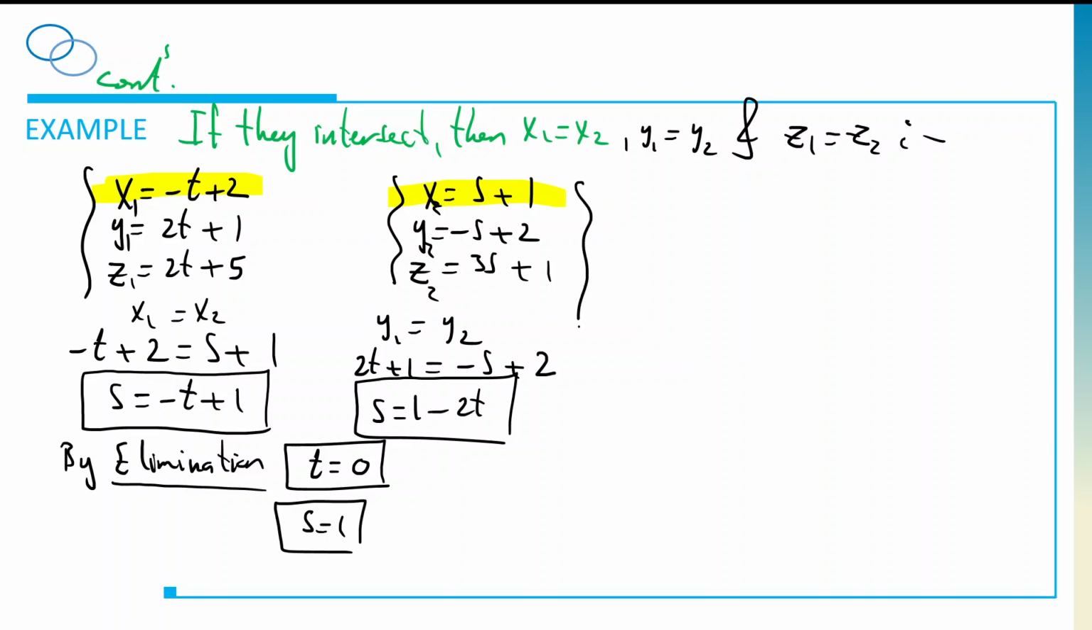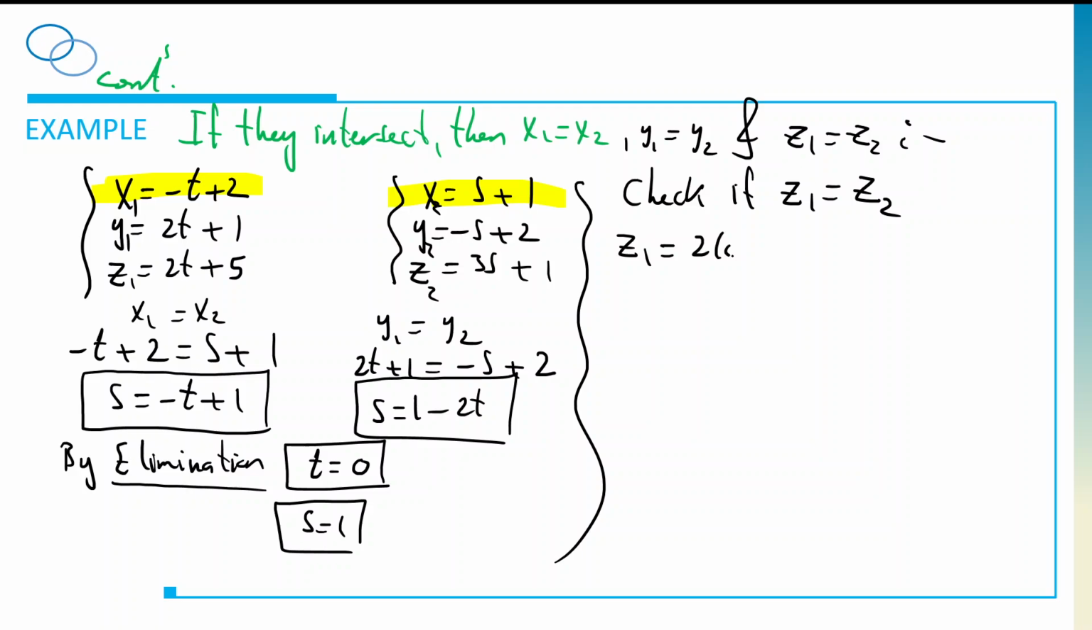Now what do I need to do? If t equals 0 and s equals 1, substitute in. We need to check if z1 equals z2. Let's try. z1 equals what? 2t plus 5. So this is 2 times 0 plus 5, which equals 5. Try z2: 3 times s, which is 1, plus 1, and this equals 4. So clearly z1 does not equal z2. They are not equal to each other.